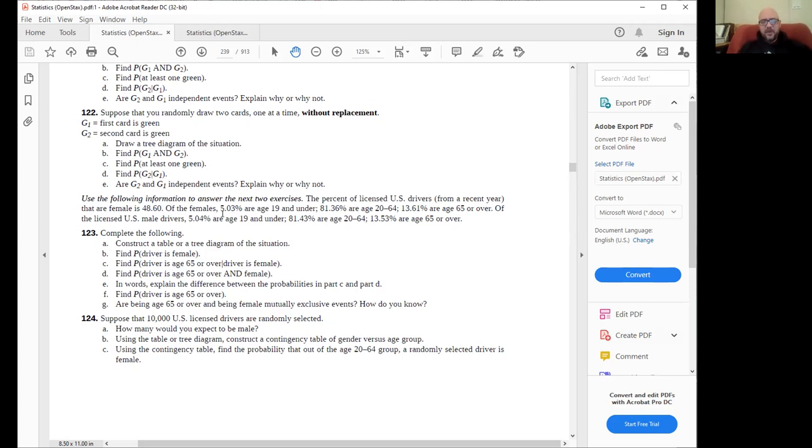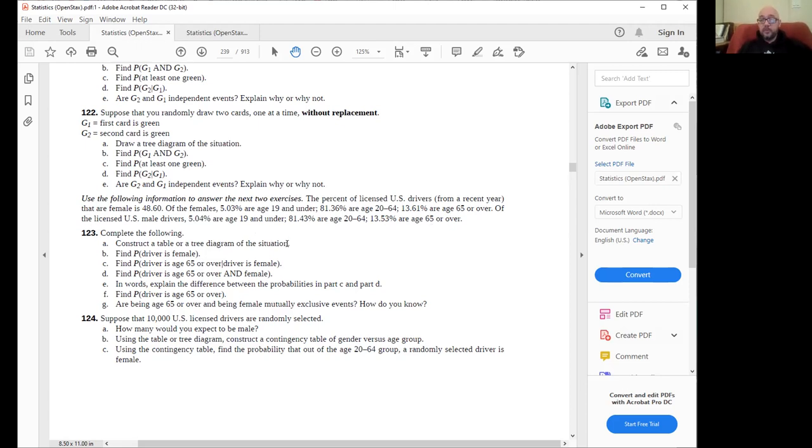Weird. Of the females, 5.03% are age 19 and under, 81.36% are age 20 to 64, 13.61% are age 65 or over. Of the licensed U.S. male drivers, 5.04% are 19 or less, 81.43% are 20 to 64, and then 13.53% are age 65 or over. All right, so absolutely I want a table. Like 100% I want a table here. They say construct a table or tree diagram.